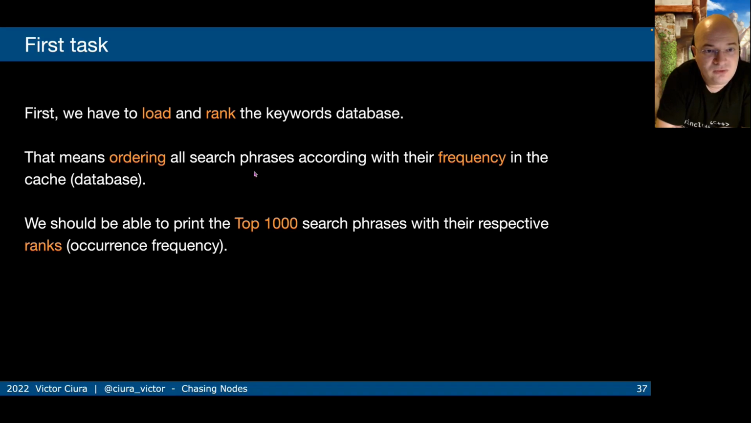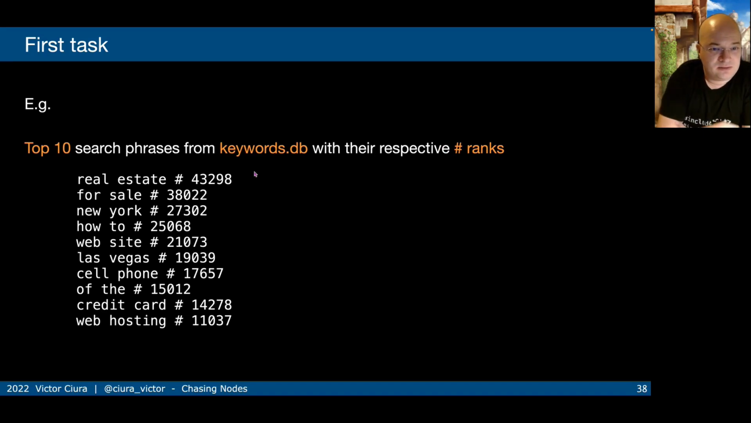So our first task is to load and rank the keywords database. That means ordering all search phrases according to frequency. And we should be able to print the top 1000 search phrases with their respective ranks, just so we can validate that we ranked it. This is what a top 10 might look like: real estate, for sale, New York. These would be the hottest things in the database.